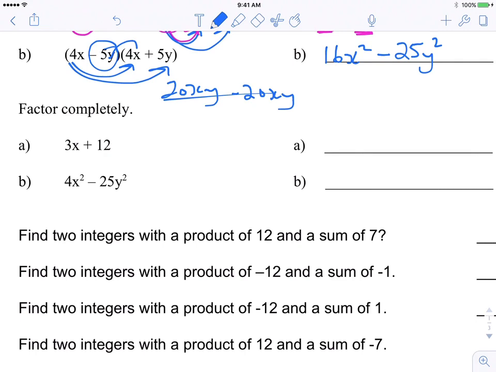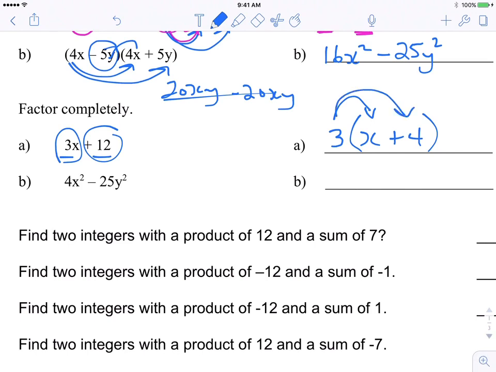Okay, factor completely. Remember, the first step in factoring is always to look for a greatest common factor. In this case, the greatest common factor between these two terms is the number 3. So I'm going to take a 3 out, or factor out a 3. 3 times what will represent 3x? 3 times x. And for the second term, 3 times what will represent positive 12? 3 times a positive 4. So if I were to expand this, 3 times x is 3x, and 3 times positive 4 would be positive 12. And I've accurately represented my binomial.